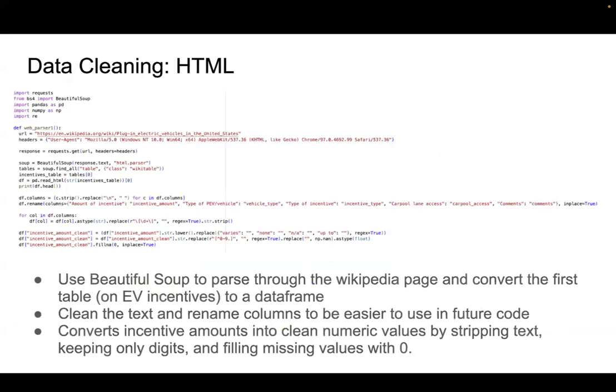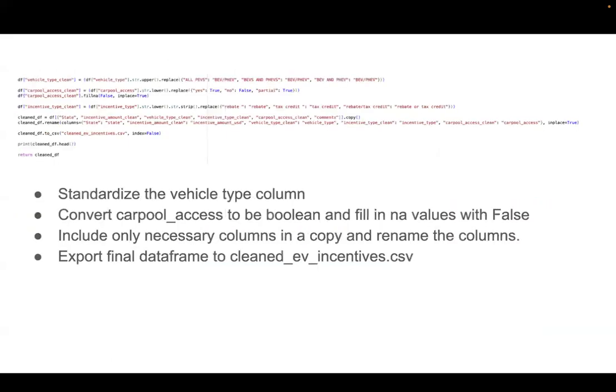Now for the HTML, we used Beautiful Soup to parse through a Wikipedia page and convert the first table, which was on EV incentives, to a data frame. Then we cleaned the text, renamed the columns, and converted the incentive amounts into clean numeric values. Next, we standardized the vehicle type column by mapping different types to a standardized type, converted carpool access to Boolean, and then included only necessary columns in a copy and renamed the columns so they would be easier to use in future analysis.